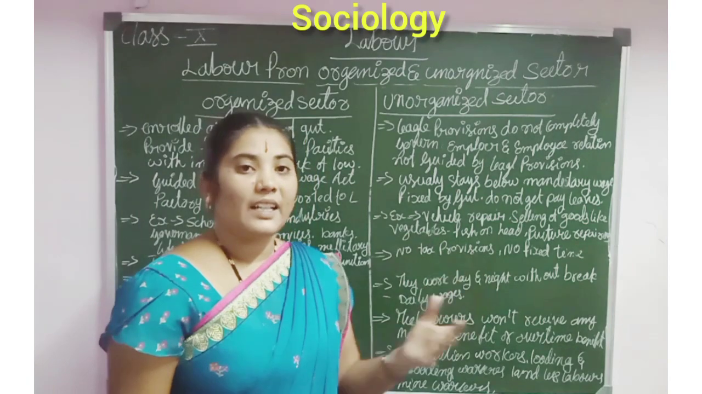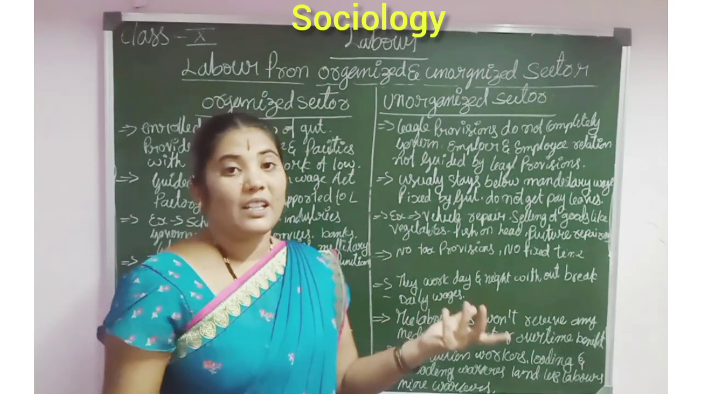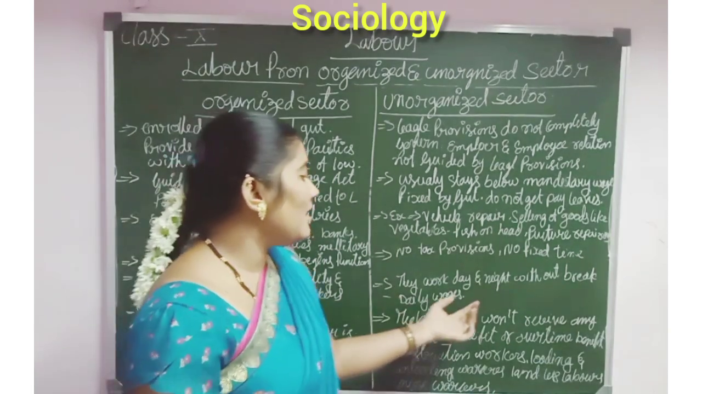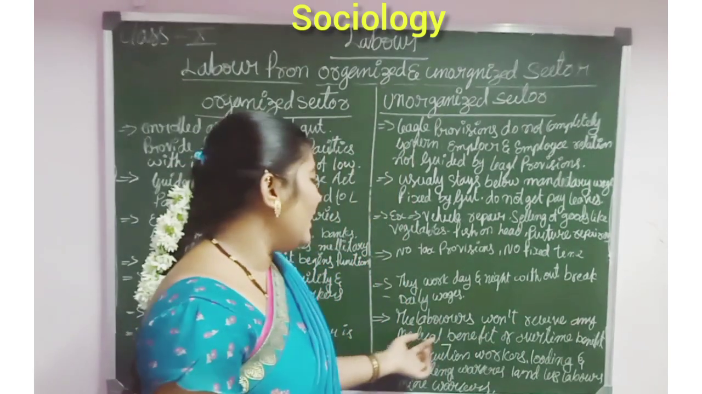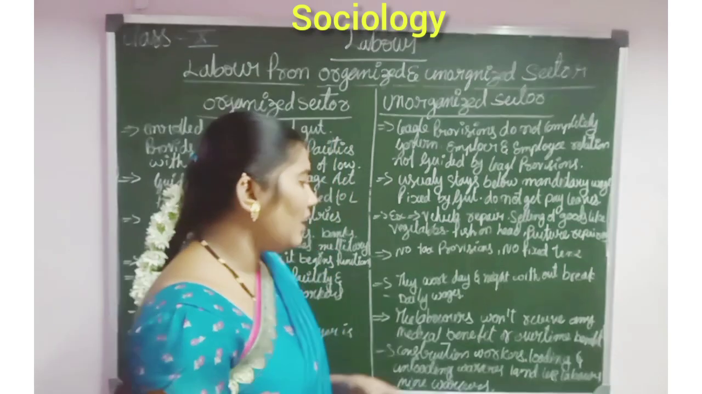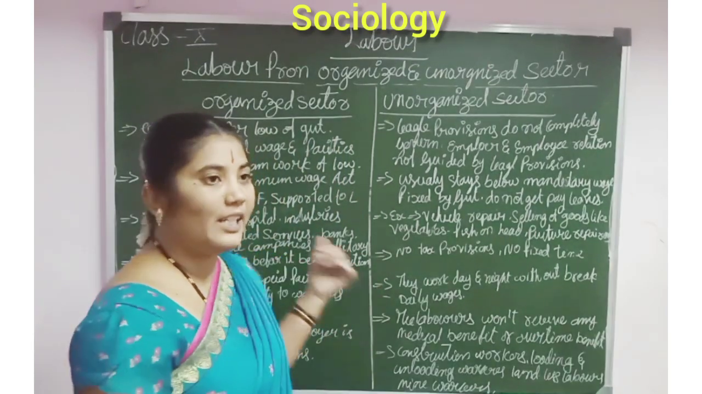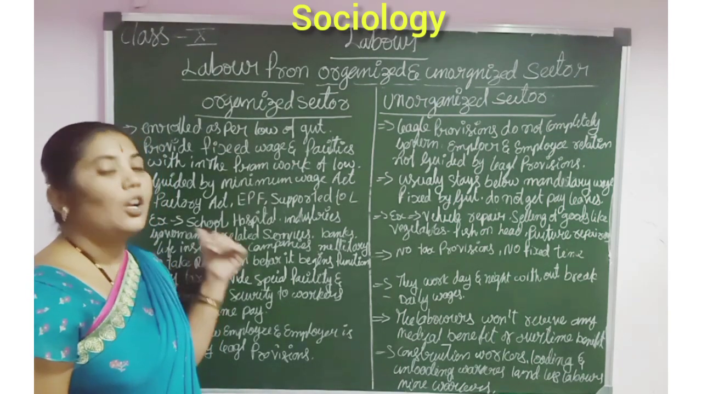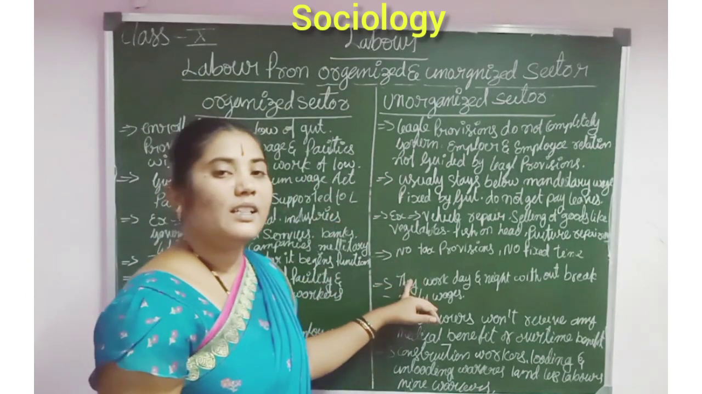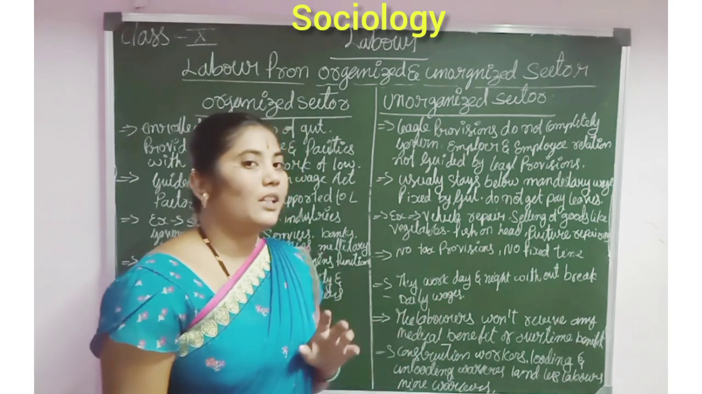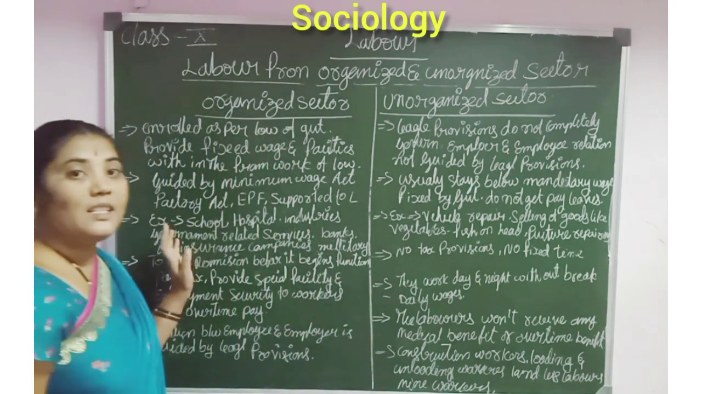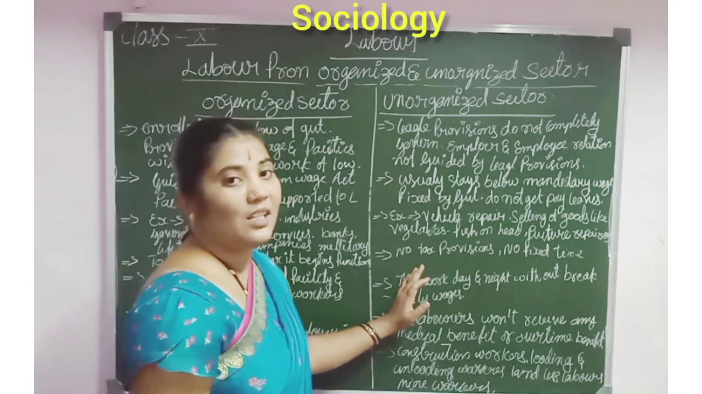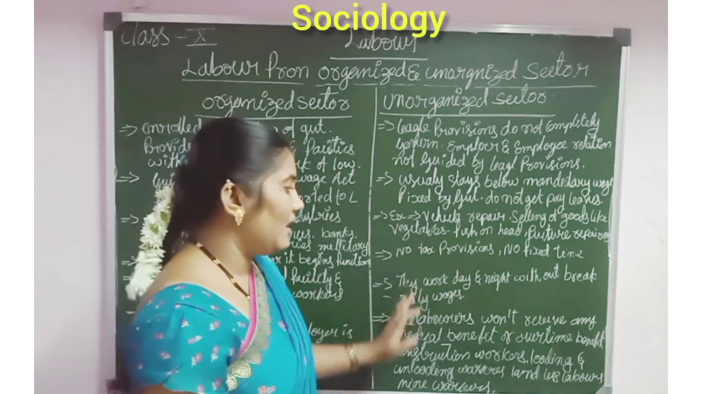Then some people are getting daily wages, but they are not getting the minimum wage. The laborers do not receive any medical benefits or overtime benefits, but the organized sector people get health facilities and medical benefits. The unorganized sector does not get any medical benefits. They are entitled to overtime payment, but they are not getting it, is it?